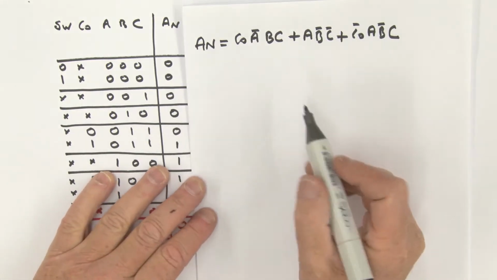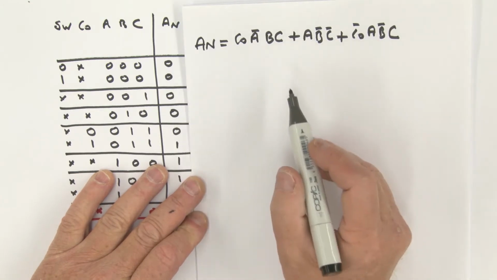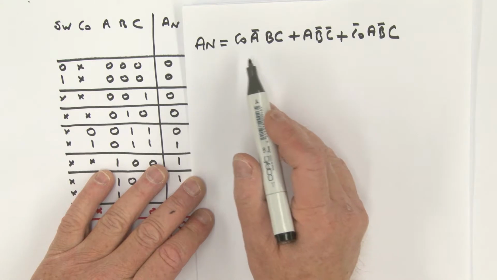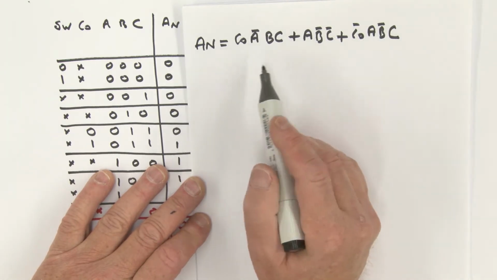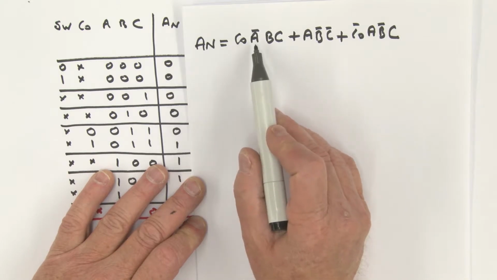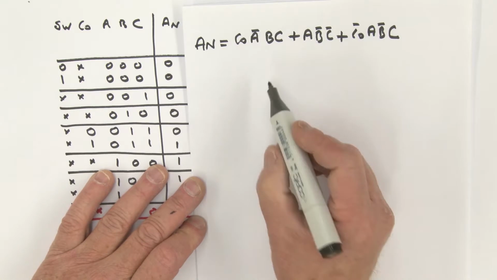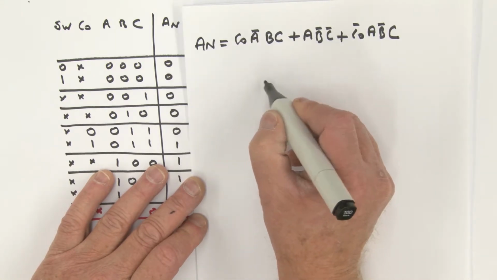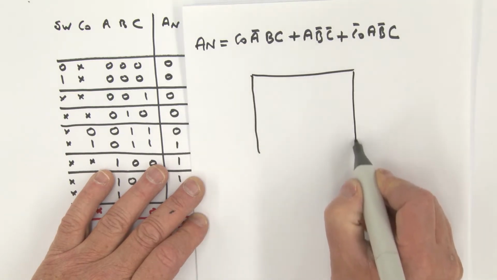While we're here, let's see if we can go ahead and minimize this. How would we do this? Well, we could use Boolean algebra. I think there are four variables we're concerned with: CO, A, B, and C. So why don't we just use a four-variable K-map? I'm going to draw one in right here, and we'll see what we get. So here we go, a four-variable K-map.